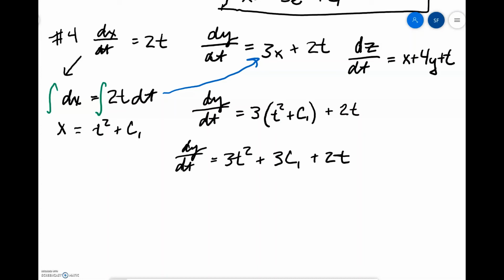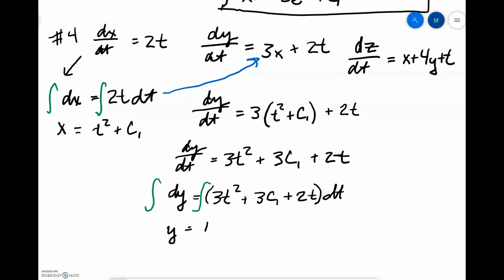So, okay, this is another separation of variables. We now have 3t squared plus 3c1 plus 2t, dt. And we can integrate here. We've got y equals t to the third plus 3t c1, or whatever order, plus t squared plus our next arbitrary constant.